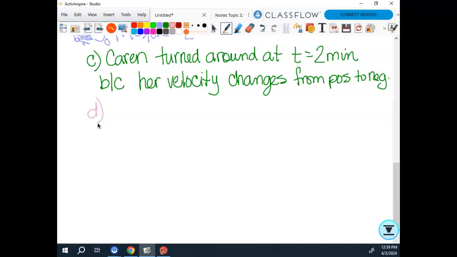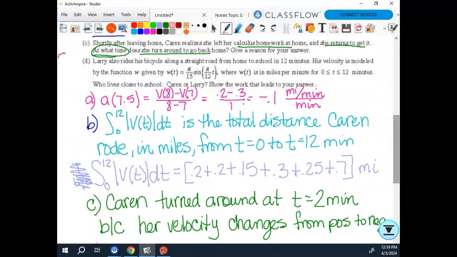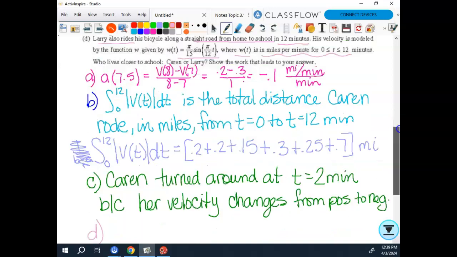Larry has entered the picture. Larry also rides his bicycle along a straight road from home to school in 12 minutes. His velocity is modeled by this function, where W of t is in miles per minute, just like hers was. Who lives closer to school, Karen or Larry? Show the work that leads to your answer.